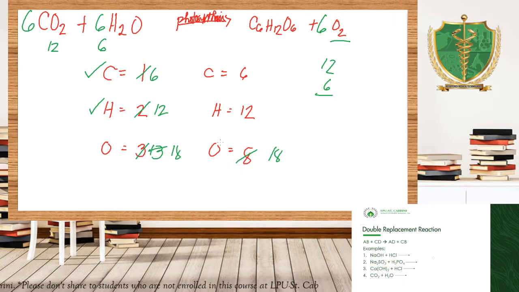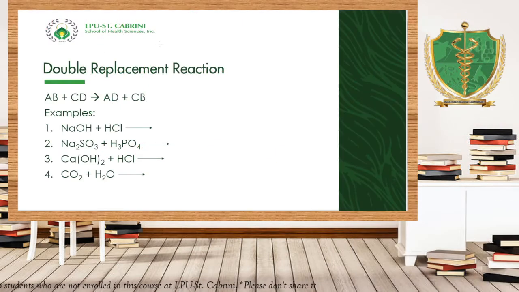Meaning to say, in photosynthesis, we need to have 6 moles of carbon dioxide and 6 moles of water to give you 1 mole of glucose and 6 moles of oxygen. Okay, so that is our double displacement reaction or double replacement reaction.